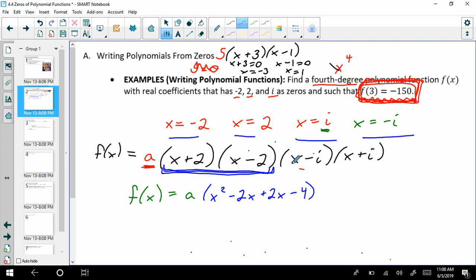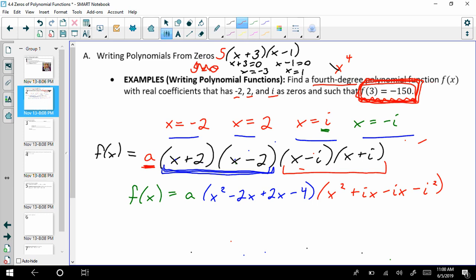Now, let's FOIL the back two guys together. So first times first, x squared. Outer times outer, i times x, I'm just going to write it as ix. Inner times inner, -i times x, I'm going to write as -ix. And now be really careful with last times last. -i times i would be -i squared.